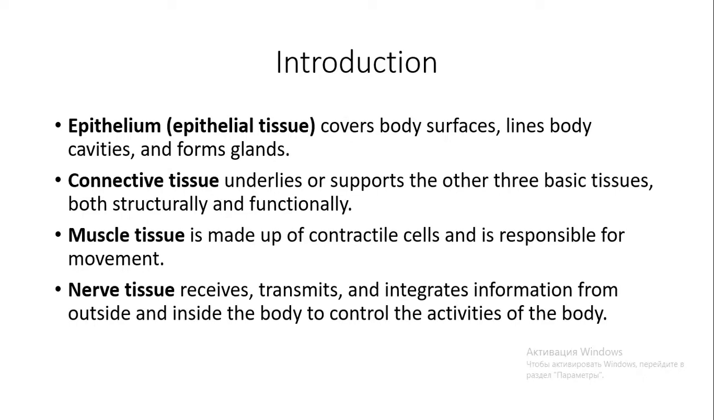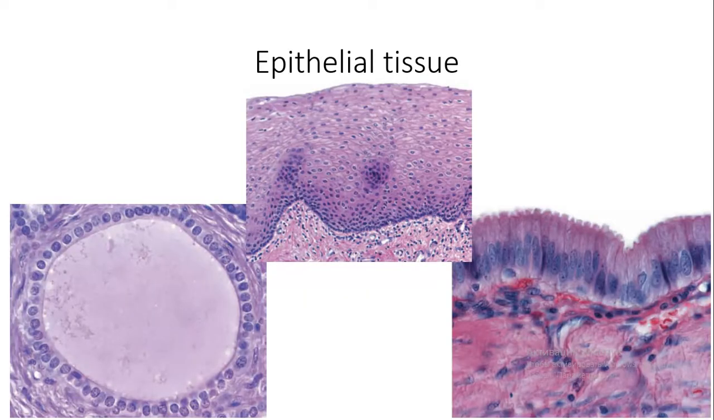And nerve tissue. Nerve tissue is correlated with the nervous system, and every component of the nervous system is composed of nerve tissue. It's our brain, spinal cord, nerves, and ganglions; they are nervous tissue. Okay, let's talk about epithelial tissue first.